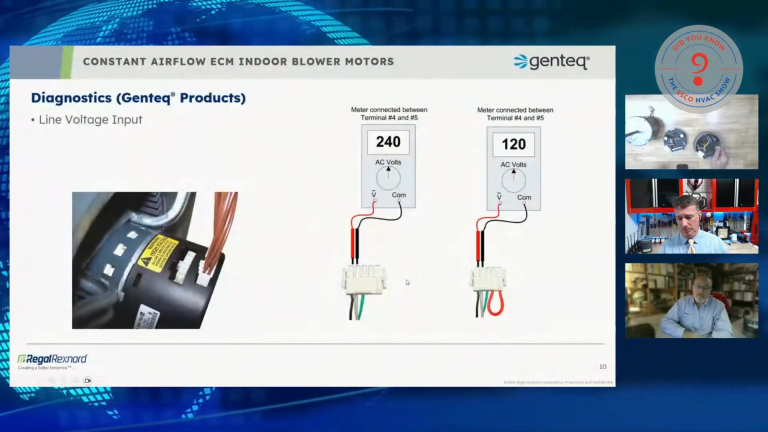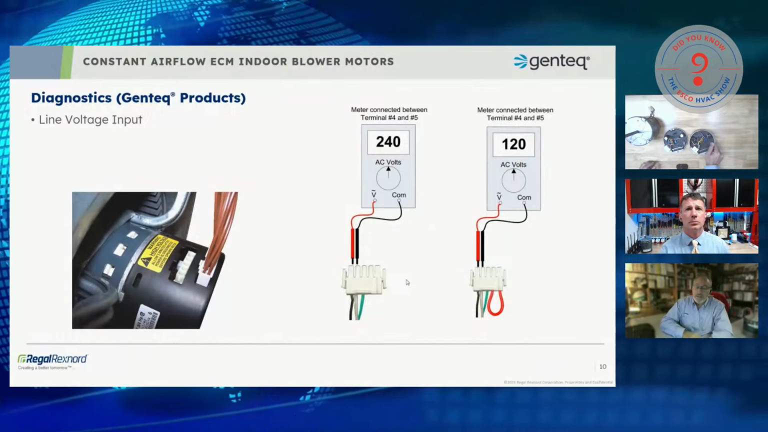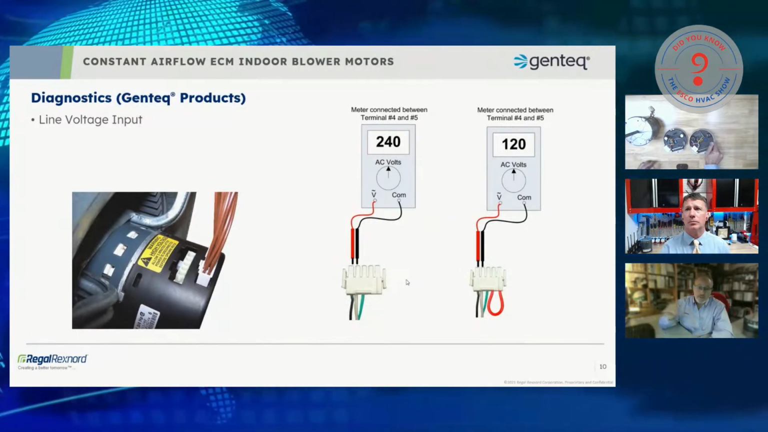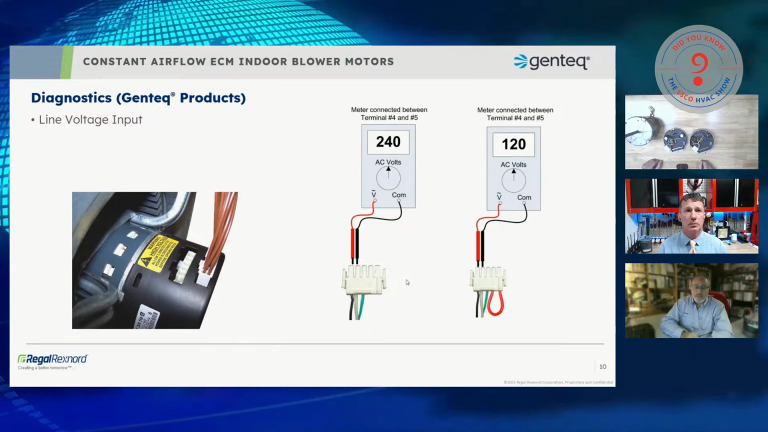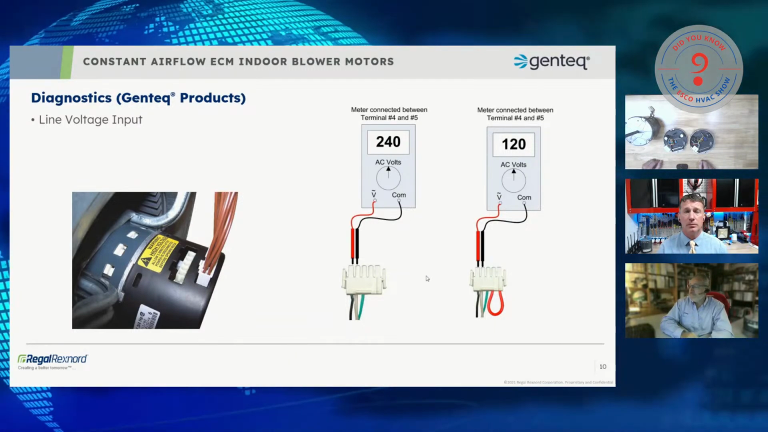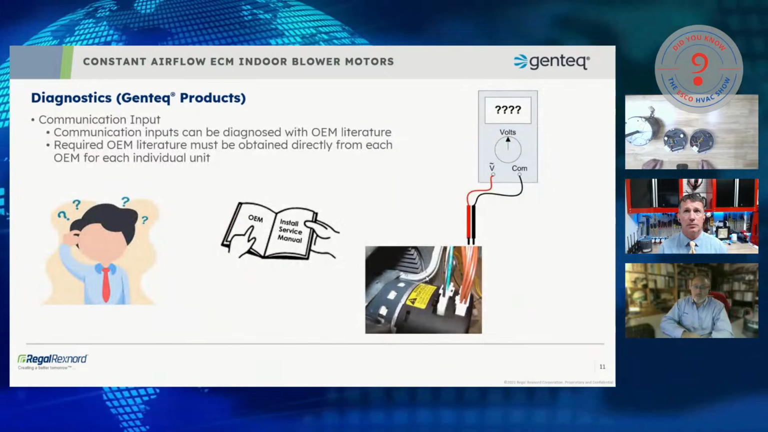So if I have voltage at the motor, obviously the motor should work. If I don't have line voltage at the motor, I'm going to diagnose backwards into my HVAC system, find out where I lost it, and fix that component. The next component is the communication.